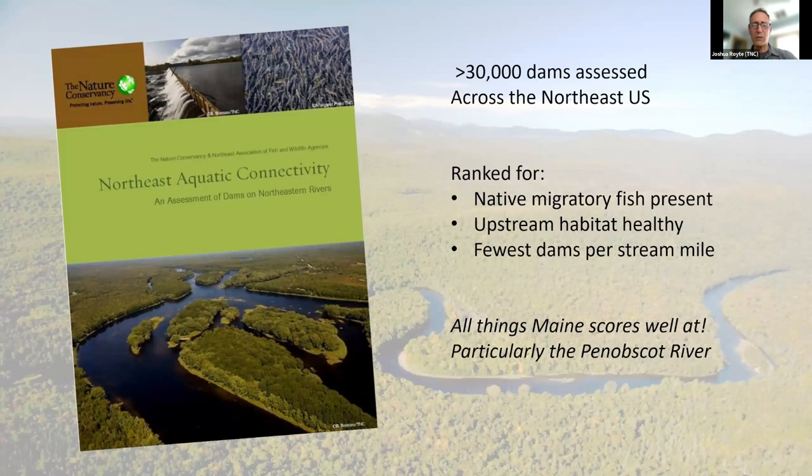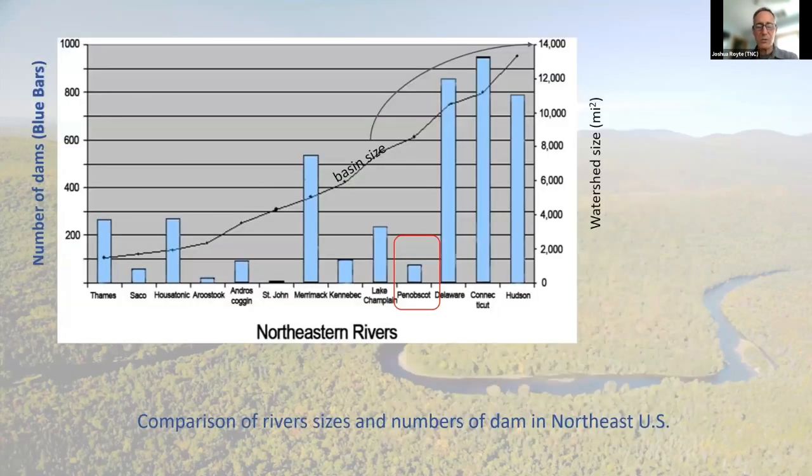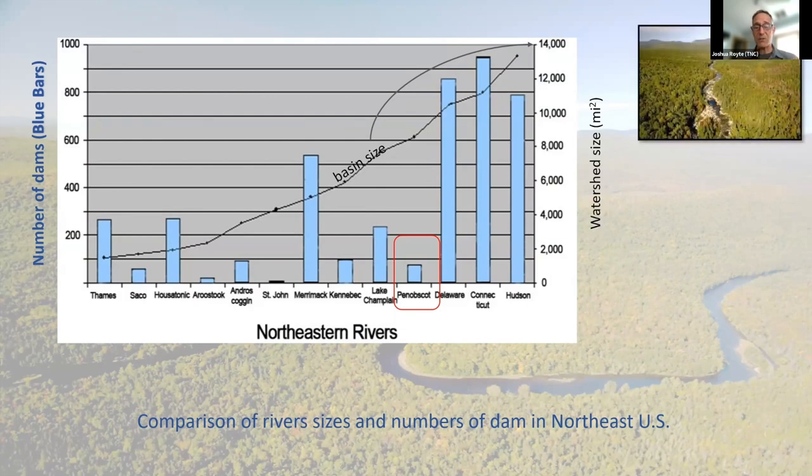So to figure out where to work, we did an assessment in the Northeast of 30,000 dams in the region and ranked them for migratory fish, as well as upstream native fish, these headwater habitats, and found that Maine has a great deal of potential with the red dots for both sea run and interior fish. And one of the best places to work was the Penobscot River. If you can look at this chart of bars, the watershed size is on the black line going up to the right, and the number of dams are represented by the blue bars. So you can see for a fairly large basin size, the Penobscot has very few dams. So it was a neat opportunity to work.